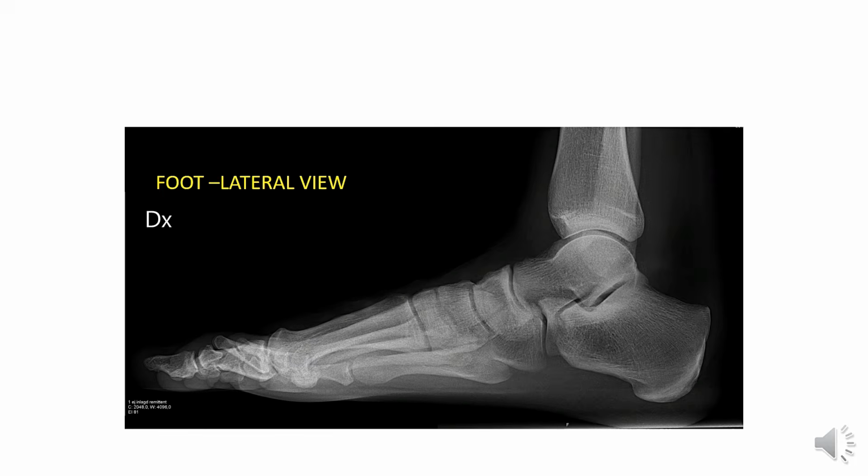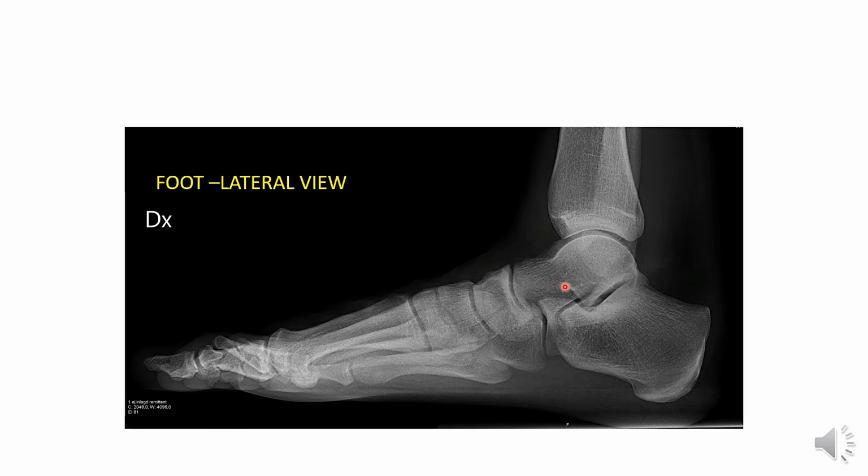The last, foot lateral view or a lateral view of the ankle joint. It is the plain or simple lateral view of a foot, or you can say the ankle joint. The bones which are seen are the lower end of the tibia, shadow of the lower end of the fibula. Below the tibia, this is the talus bone, this is the calcaneum bone. In the lateral view, you can clearly see the talus and the calcaneum.